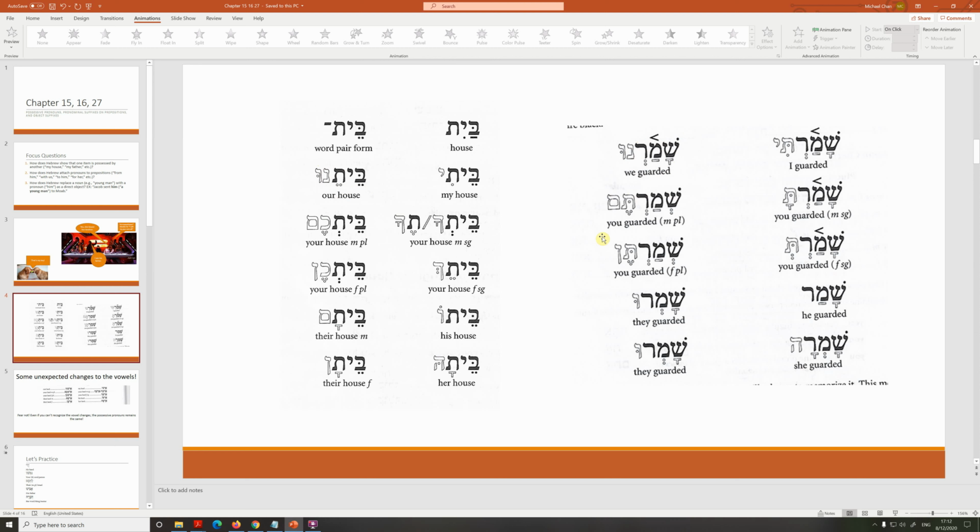Let's look at second masculine plural, you guarded. Really, it's better you all guarded, right? Shmartem. Notice that it ends with the M sound, tem. Over here, your house or you all's house, right, ends with chem. And so you have the same M ending when you compare second masculine plural possessive pronoun with the second masculine plural of the verbal form.